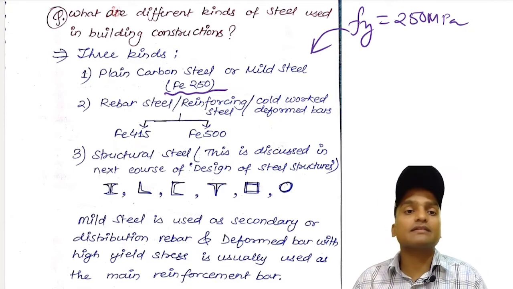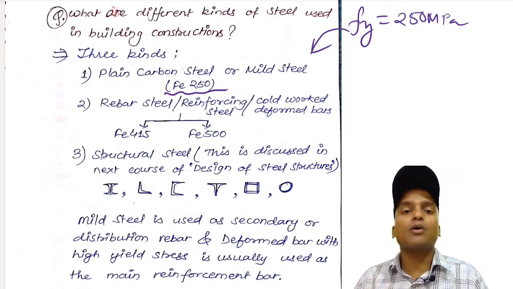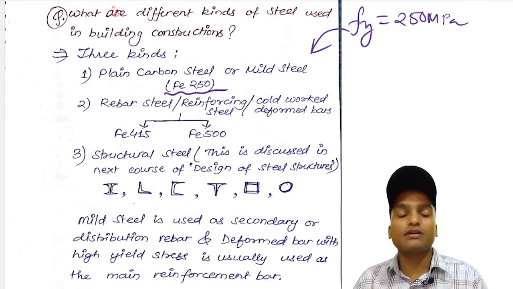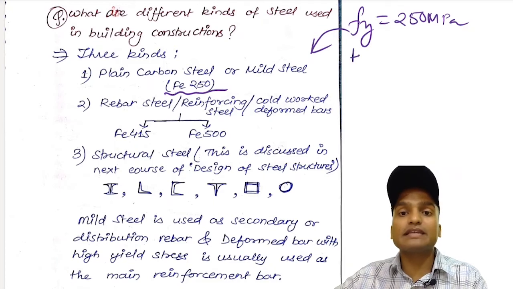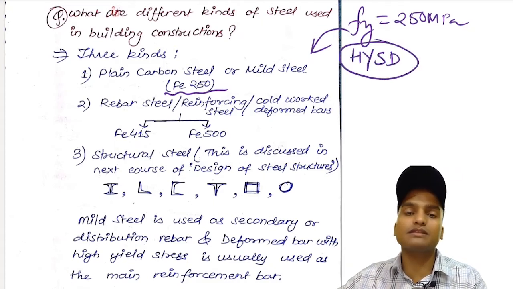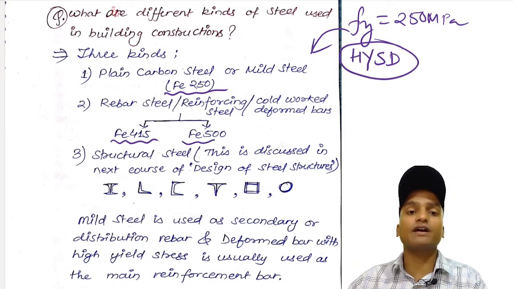The second type is the rebar steel, and rebar is the short form of reinforcing bar, also called reinforcing steel, or also called cold worked deformed bars. These are the different names, or even sometimes it is said as HYSD bar, high yield strength deformed bar. I will discuss all these things in the revision video. They come into two categories, Fe415 and Fe500.